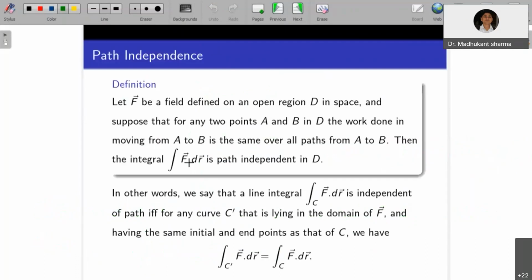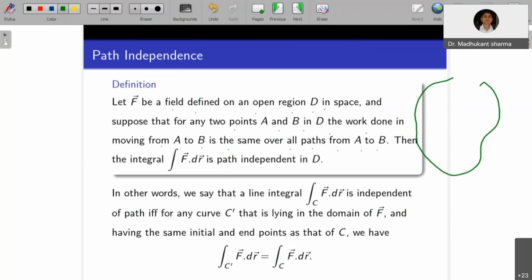We only have to read this definition now. Path independence. Let F be a field defined on an open region D in space, and suppose that for any two points A and B in D, the work done in moving from A to B is the same over all paths from A to B. Then this integral is path independent.